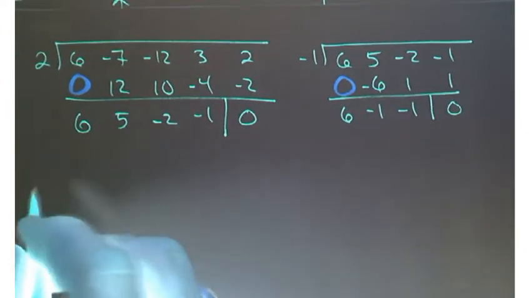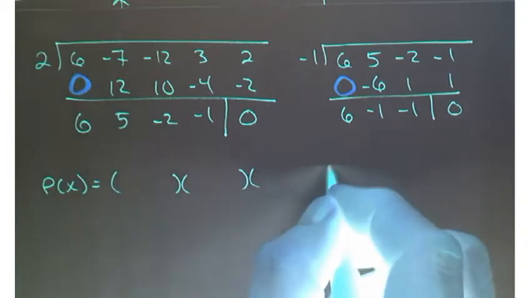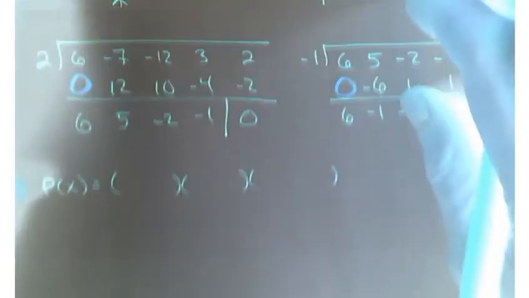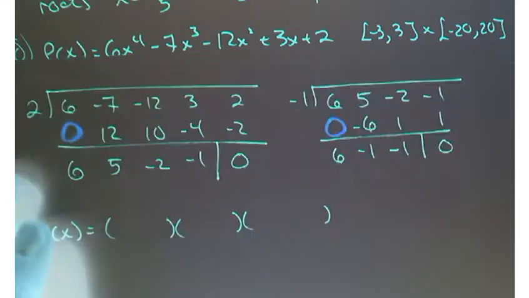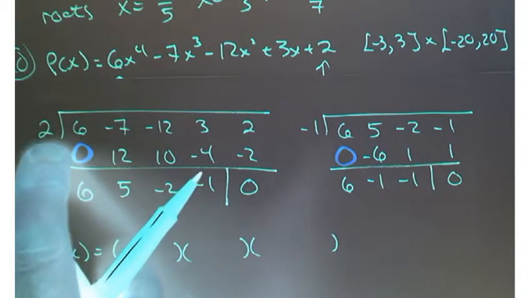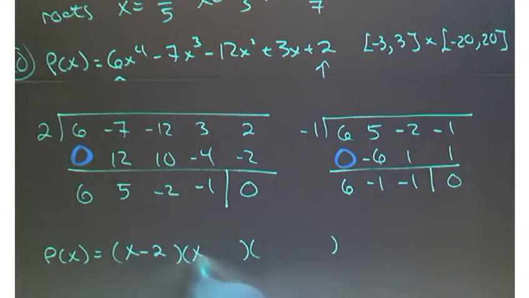Wow, that's really cool. Because what this has told us is that I can rewrite my polynomial. And let's see what I can do here. My original polynomial looked like this. But now I'm going to decompose it into linear factors. What linear factor goes with a root at 2? X minus 2. Good. And how about the root at negative 1? X plus 1. And over here, this represents 6x squared minus x minus 1.